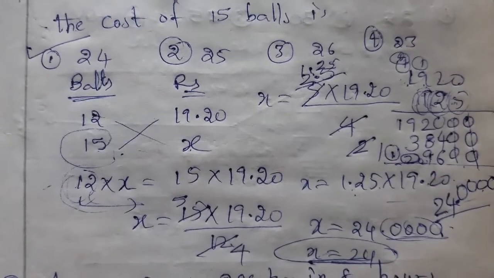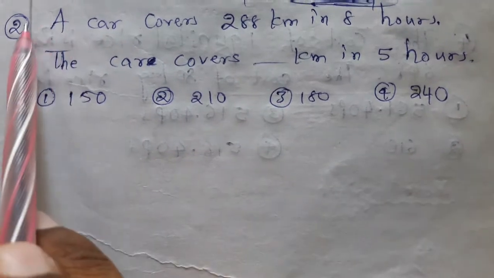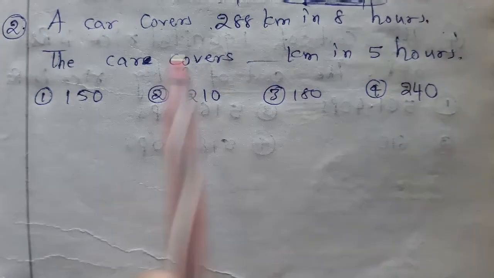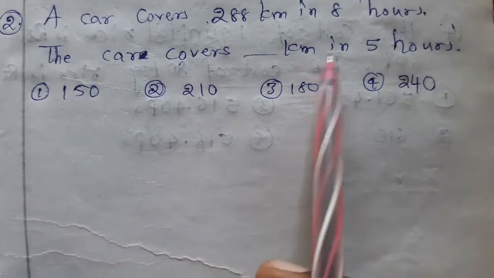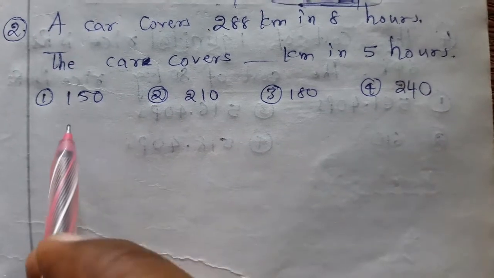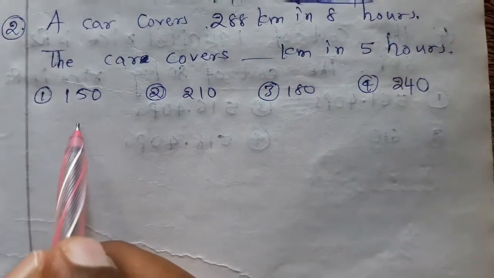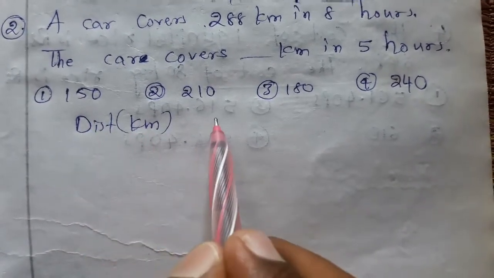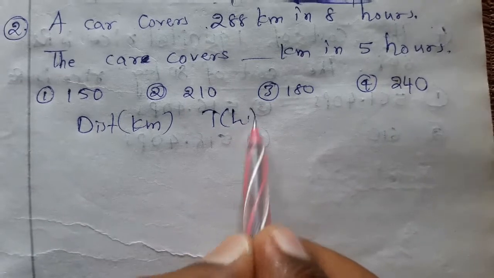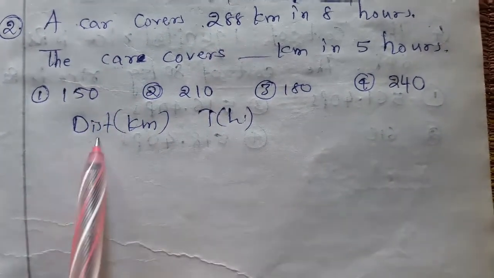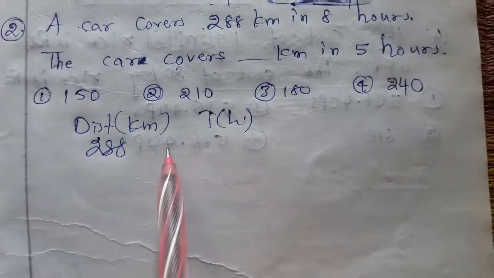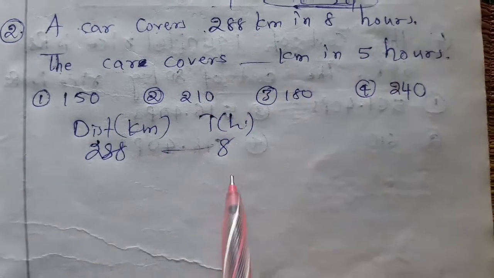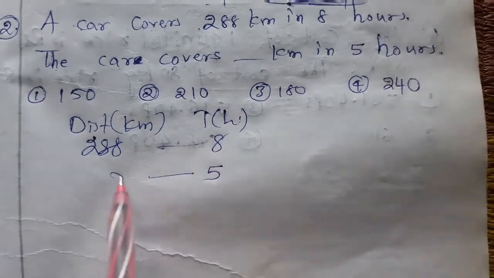Now move to the next question. See, a car covers 288 kilometers in 8 hours. The car covers dash kilometers in 5 hours. What is given? Time and distance are given: distance in kilometers and time in hours. So 288 kilometers, and 8 hours. So time of 5 hours is given, the distance is not given.